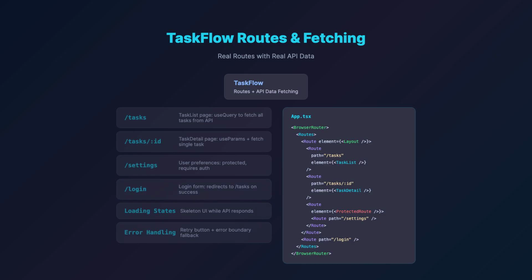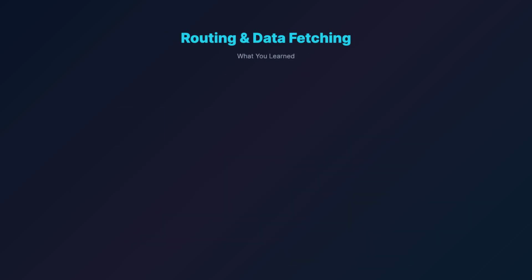A route layout wraps everything. Navbar at the top, outlet in the middle, footer at the bottom. Navigation uses NavLink, so the active page is highlighted. The whole app is wrapped in a QueryClientProvider for TanStack Query. Every route that needs data gets it through useQuery. Automatic caching, automatic deduplication.